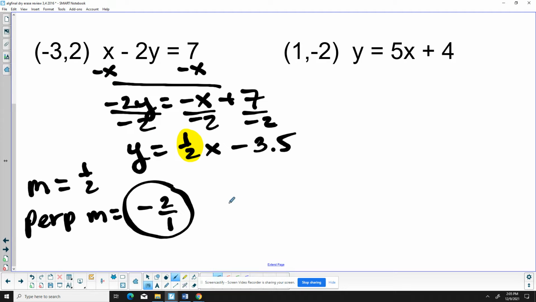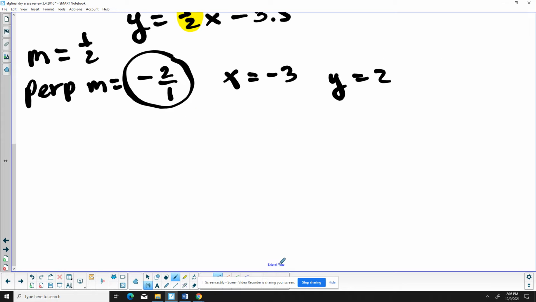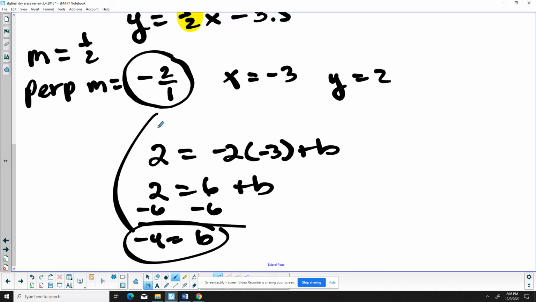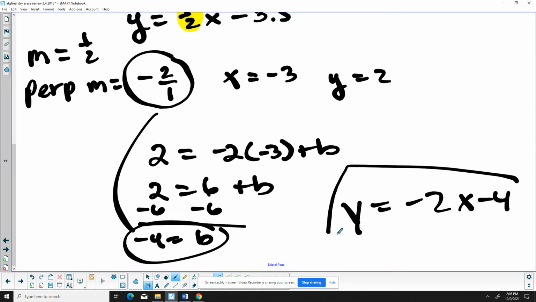My point, my x is -3 and my y is 2. So I'm plugging them all into y equals mx plus b. So 2 equals -2 times -3 plus b. And I subtract 6 on both sides. So b is -4. I use both of these pieces of information to write my answer. And there's my answer.